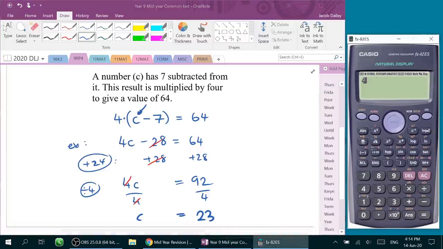And I think if you think of 23 in here, you could check it in your calculator. 4, let's just type in as you would see it. 23 minus 7, what does that equal? 64. So we were correct.